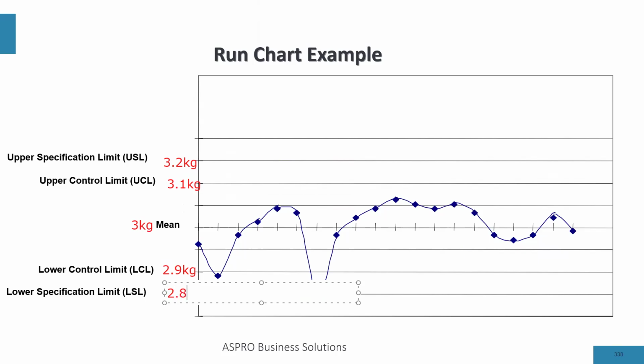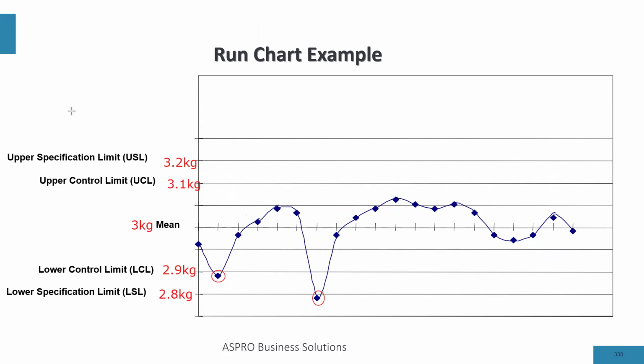Now, how do you read a run chart? All these points are measurements of a product that has been produced by the company. And what you notice is that some products are outside the control limit, like this one. Some products are out of control. The goal is to ensure your products are within the control limit.